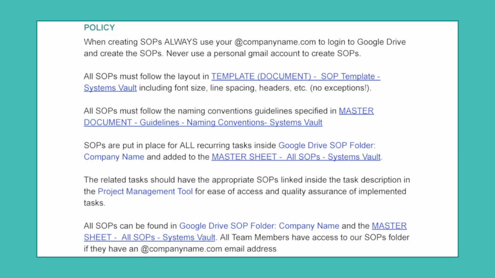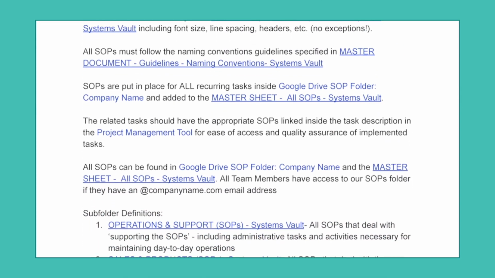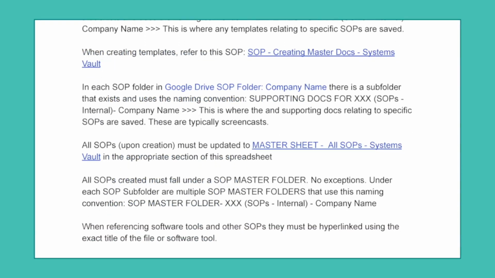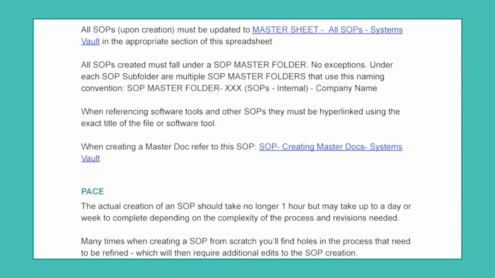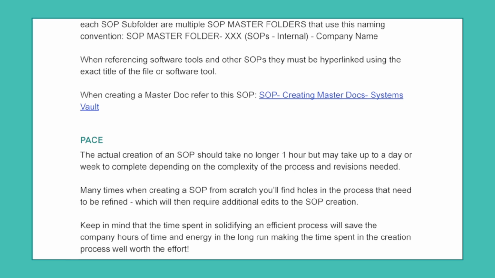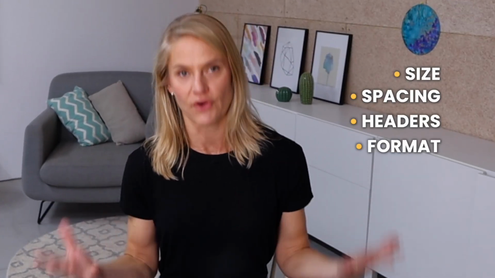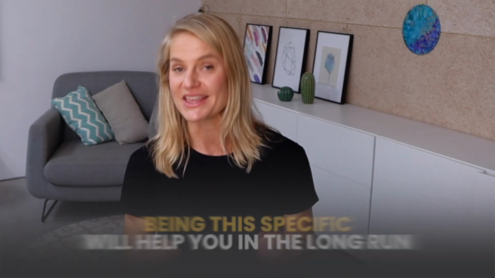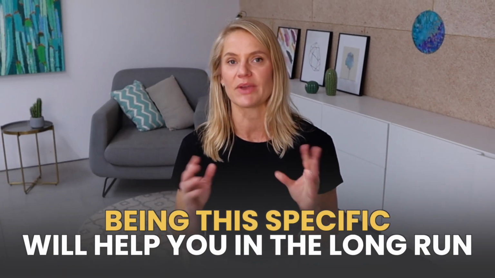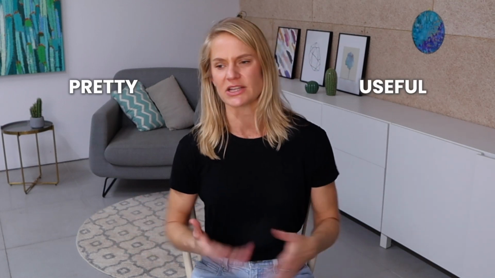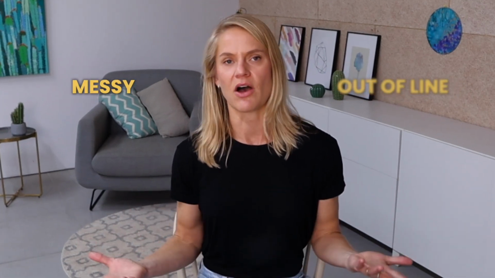So in this case, we would make sure to list our SOP template document, which was listed in the resource section, because each time that someone goes in to create an SOP, they're going to want to know and need to know what the size, spacing, headers, and overall format to use. And yes, being this specific will no doubt help you in the long run, right? We want things to look pretty and to be useful and not to be messy and out of line or inconsistent.